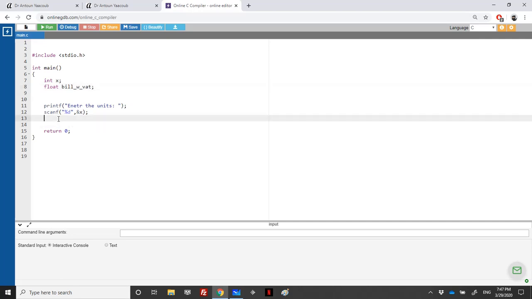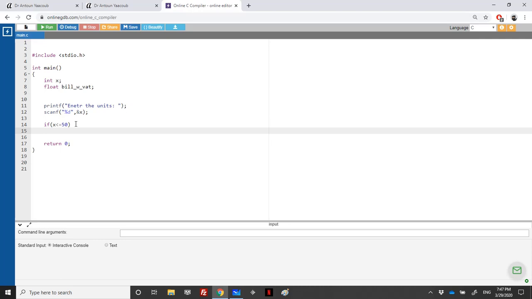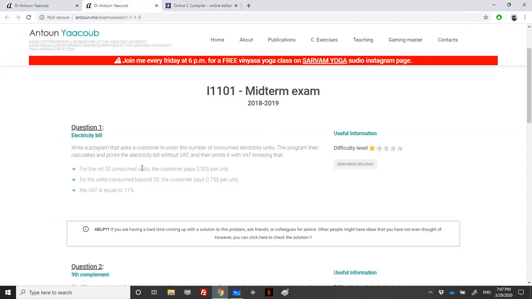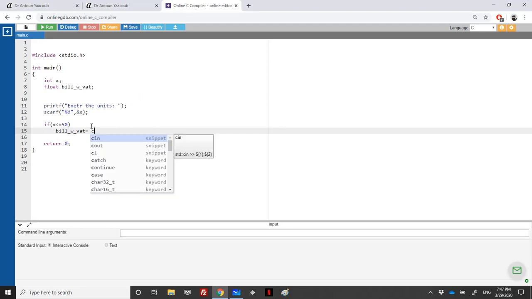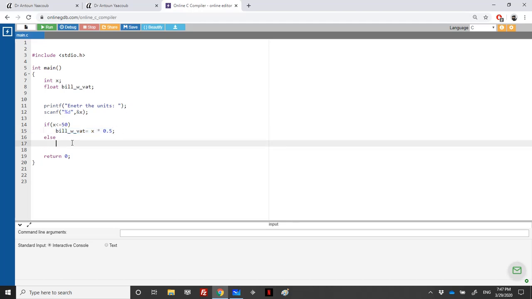So for the bill without VAT, we need to check x. If x is less than or equal to 50, it means that he consumed just 50 units or fewer, so the bill without VAT is, let's come back to the question, for each unit he will pay 0.5. So it's equal to x multiplied by 0.5. Otherwise, if it's greater than 50, he needs to pay for the first 50 units, so 50 multiplied by 0.5, plus we will subtract 50 from x and pay for each remaining unit 0.75. So this one is equal to 25, because if he spends more than 50, for the first 50 he will pay 0.5, and for the remaining ones he will pay 0.75. So this is the bill without VAT.